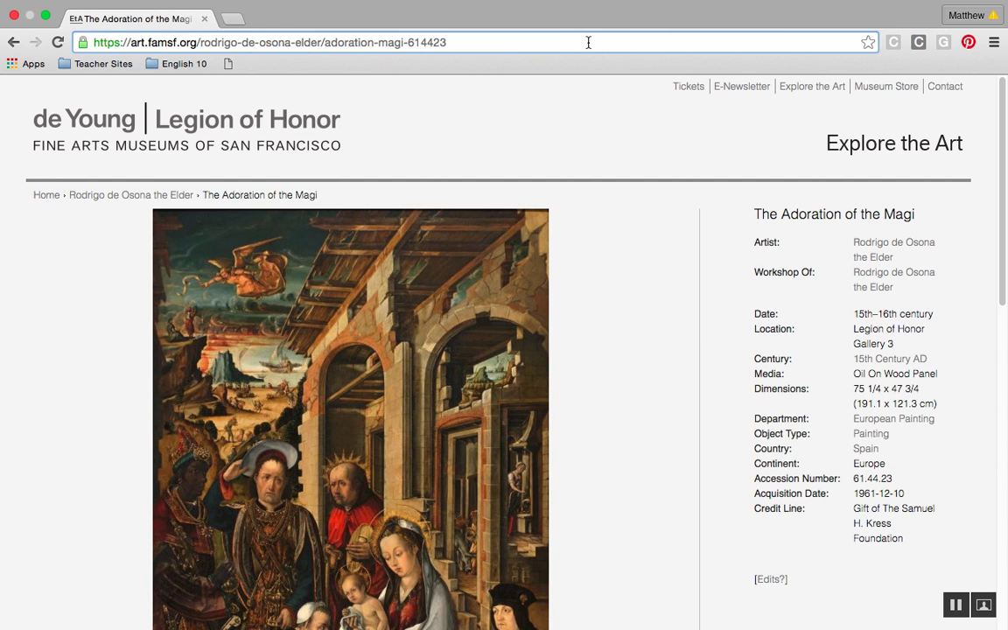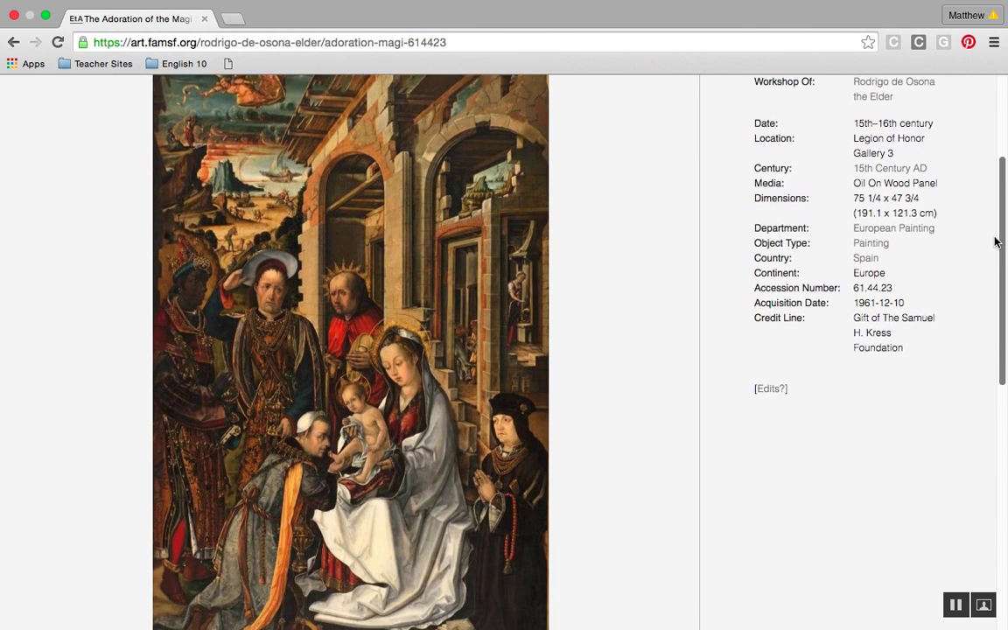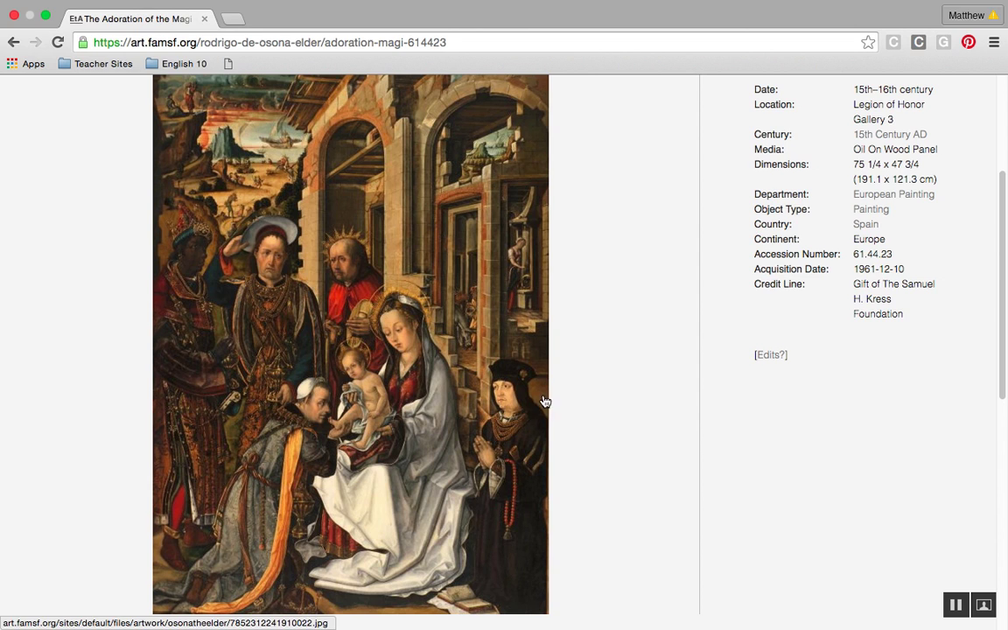So I've brought up a painting. I'm on the website of the Fine Arts Museums of San Francisco, and I've brought up a painting by the Spanish Renaissance artist Rodrigo de Osona the Elder. It's the Adoration of the Magi, which is a typical subject in Renaissance art. It's a moment from the New Testament. Here we have the Christ child has just been born. Here's the Virgin Mary, his mother. Here's his father, Joseph.